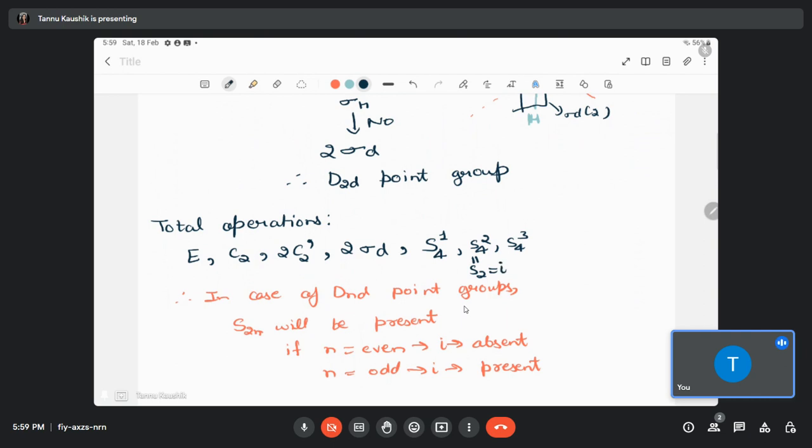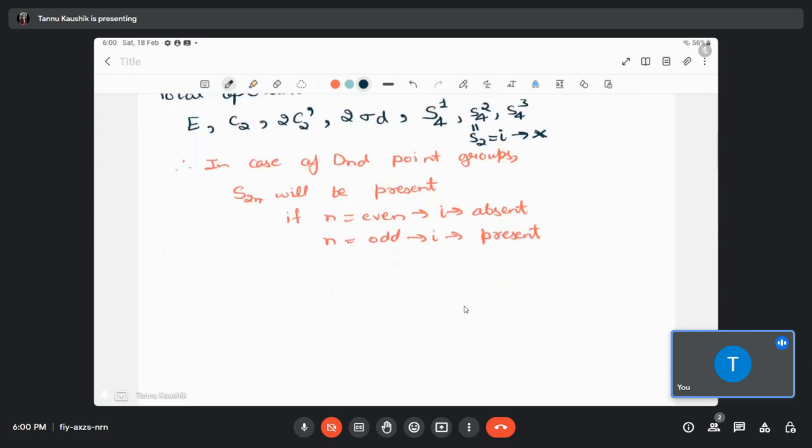But as we have said, in case of even N, we will not have an inversion center, so this will not be present. So we will get only two operations from this fourfold improper axis of rotation. So the final operations will be E, C2, 2C2 dash, 2 sigma d, S41 and S43. So there are a total of 8 operations.